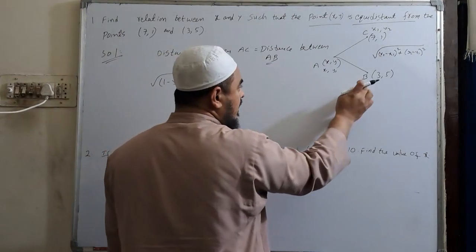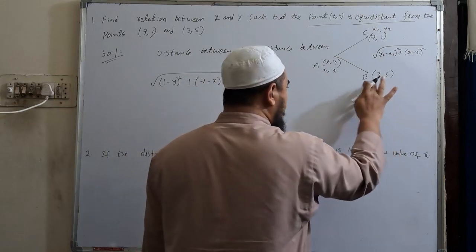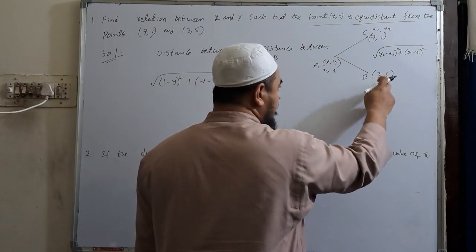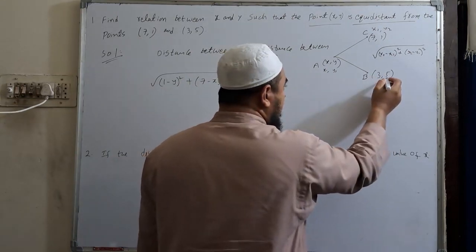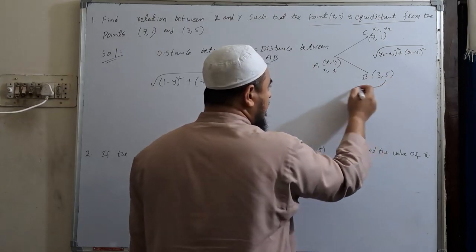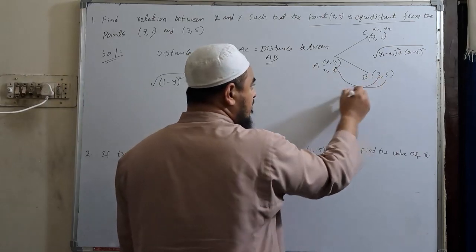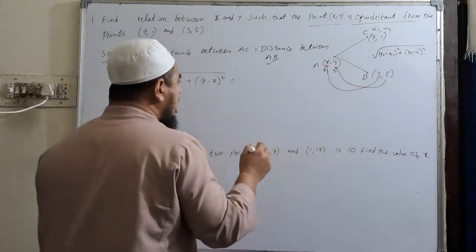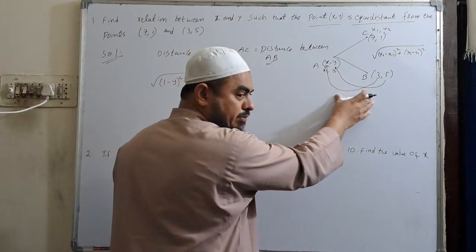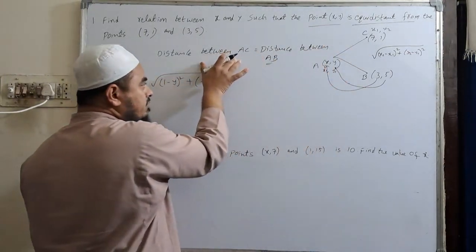Distance between AB. Now if you are confused by naming these points x3, y3, don't write any names for the 3 and 5. You can just take this as the y coordinate and this as the x coordinate. So you have to take 5 minus y, that is y1, and 3 minus x. On the right hand side we have the distance between AB, and on the left hand side we have the distance between AC, which we have already written.